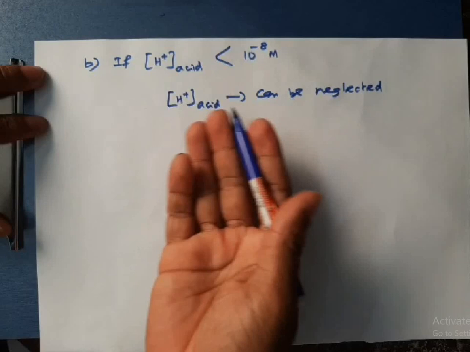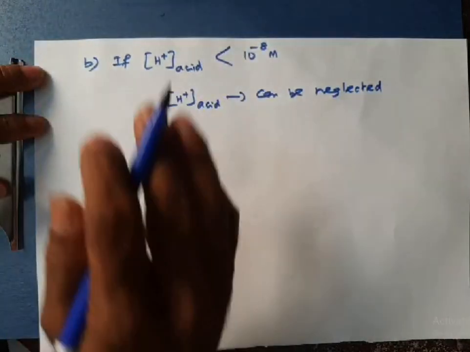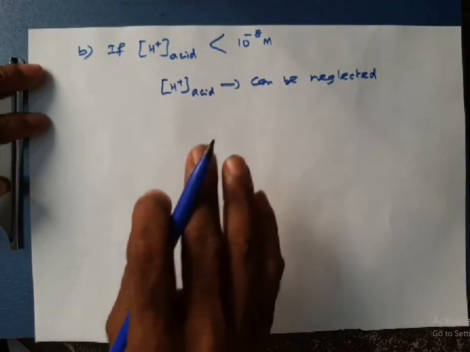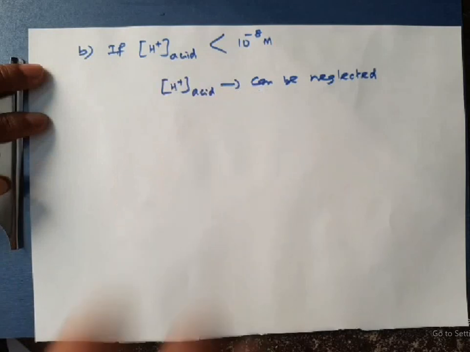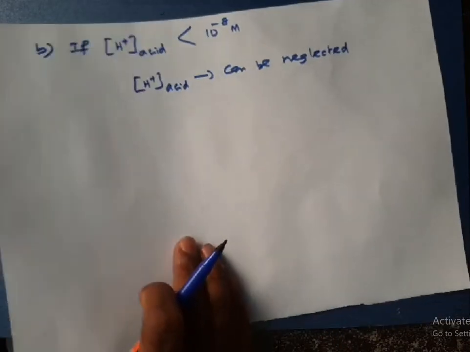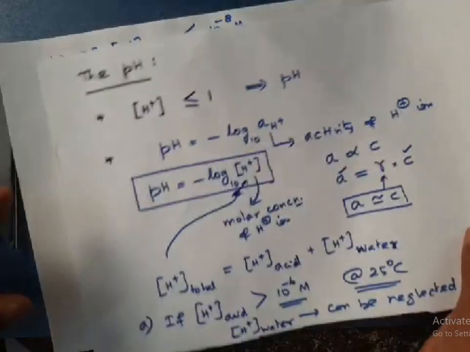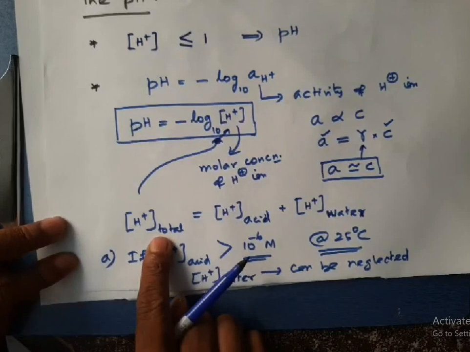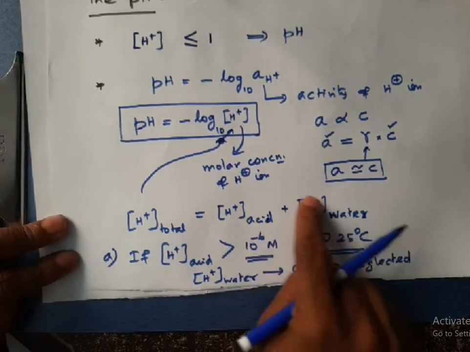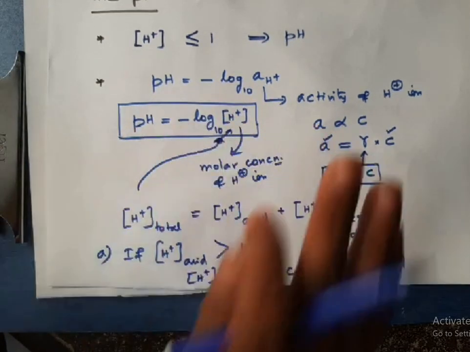Okay, then you can use H plus ion from water to calculate the pH of the solution. Keep these two conditions in mind, which are very important. In general, if you want to calculate the pH of a solution, you should calculate the total H plus ion concentration. That means H plus from acid plus H plus from water: add the two values, substitute that value here, and calculate the pH. That's the idea.